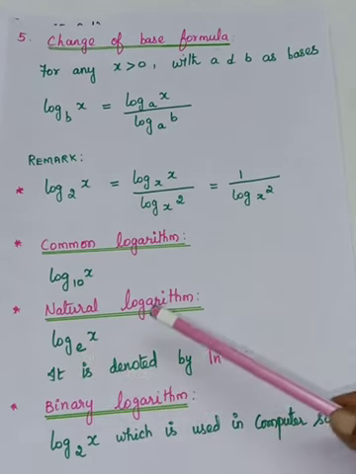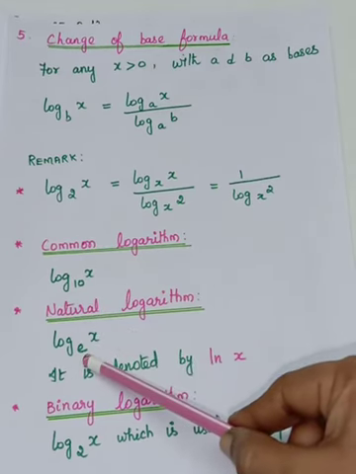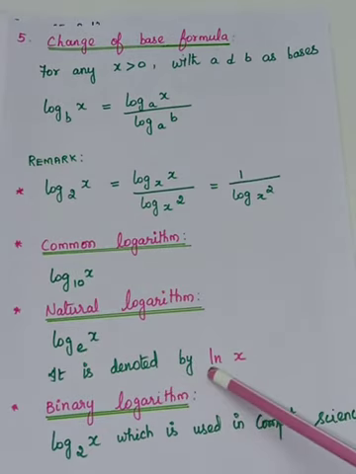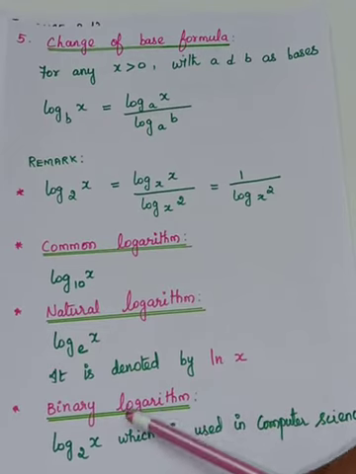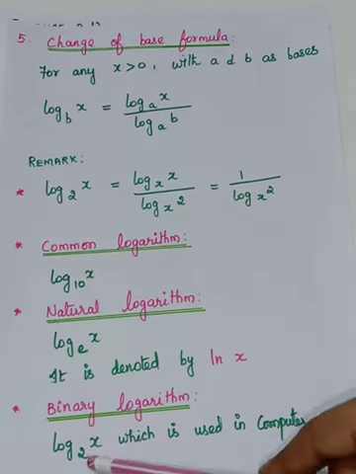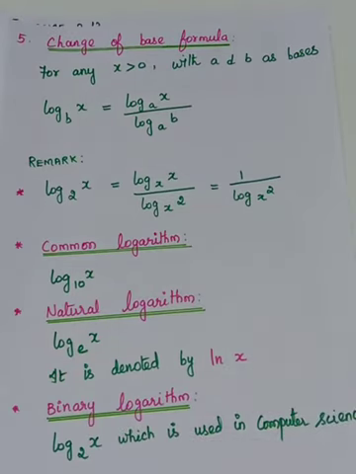Natural logarithm can be denoted when the base is e. So e is an irrational number. Log x to the base e is denoted by ln x. In this way also it can be denoted, where your base is e. Binary logarithm is log x to the base 2. This is called the binary logarithm, which is used in computer science.